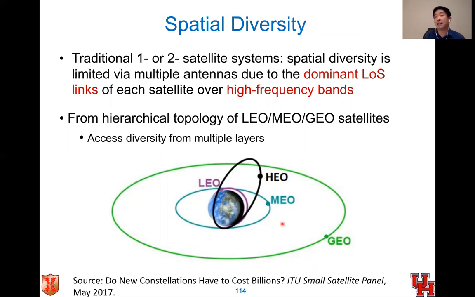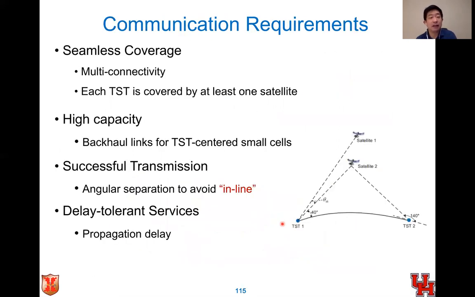It's so easy to get attacked. But for MEO and GEO, there's basically no way to get attacked because it's too far away. So in this case, you have this kind of diversity, spatial diversity. And also you need the seamless coverage.